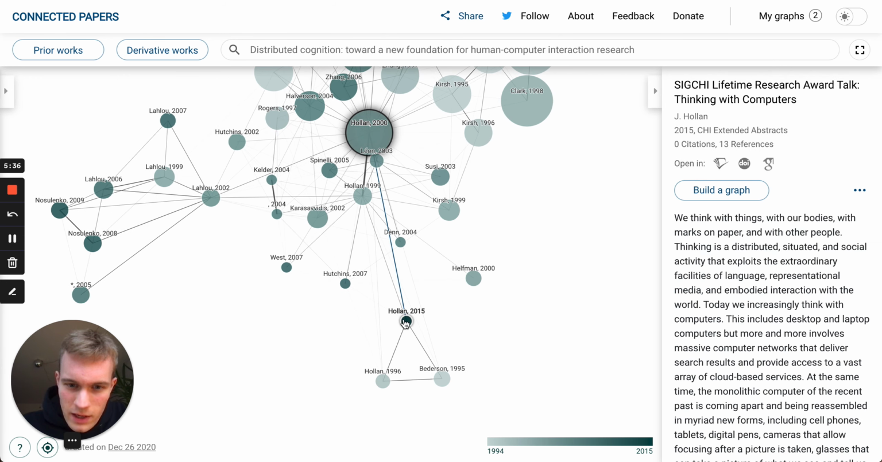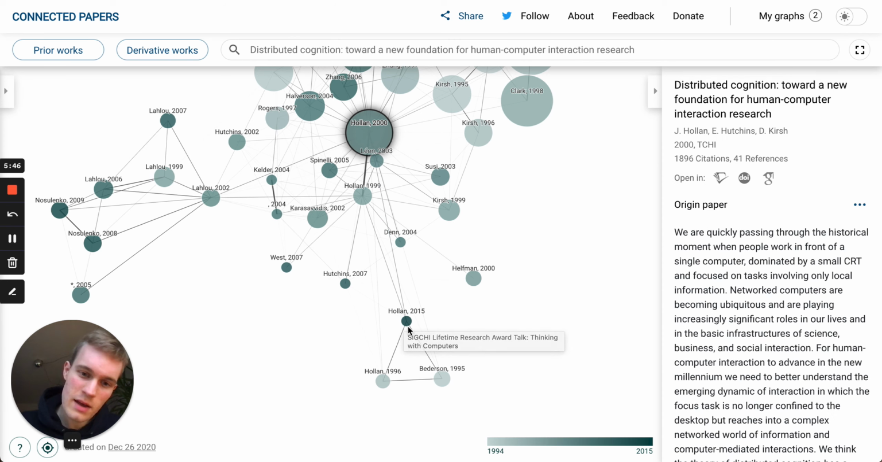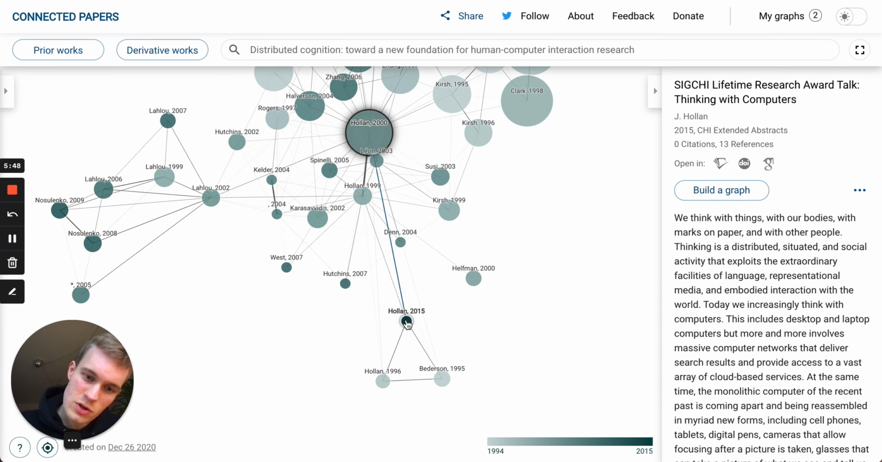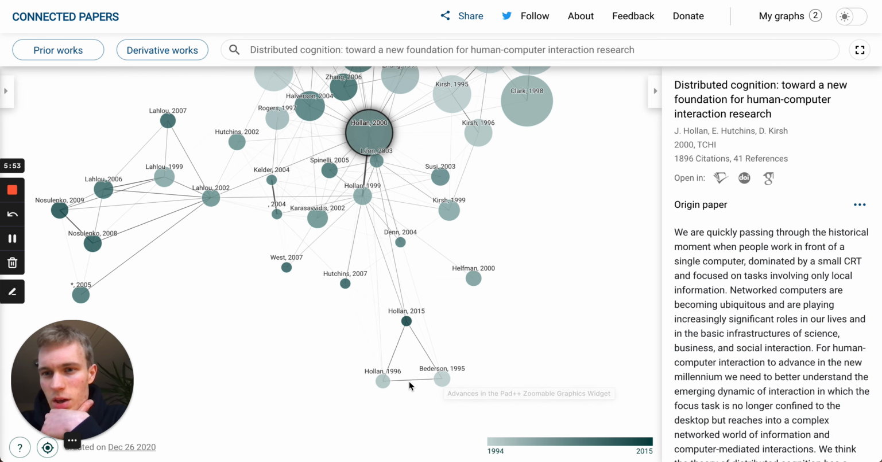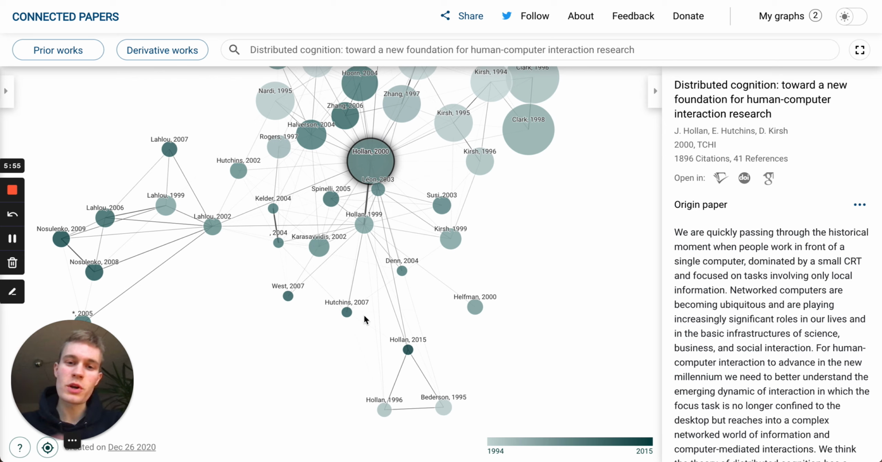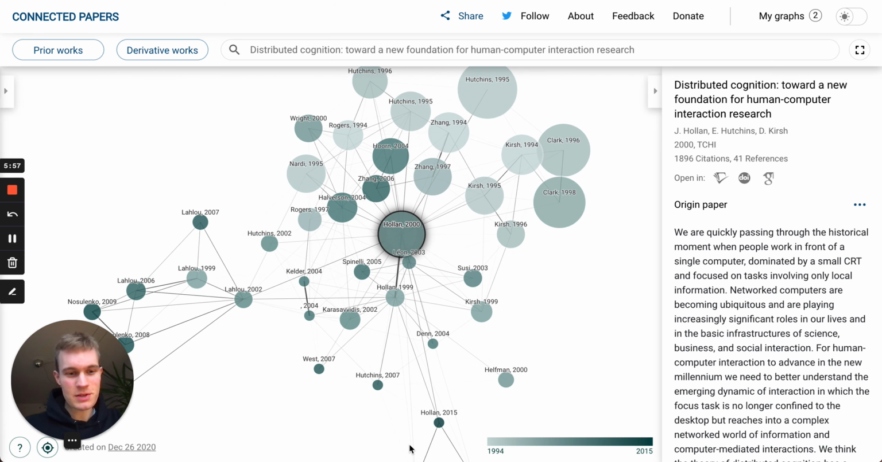And finally, let's maybe look at this Lifetime Research Award talk. This could also be interesting, which might be a talk to watch, which has a high richness in terms of connecting to these two papers. But yeah, I just wanted to show you this tool and workflow.